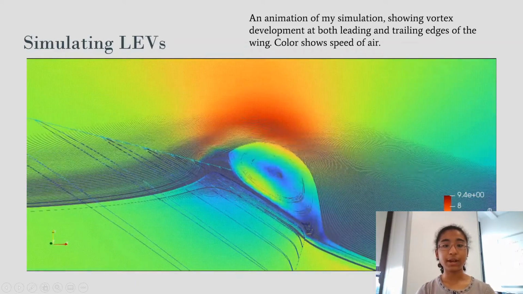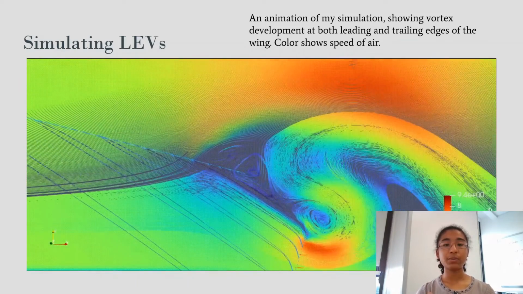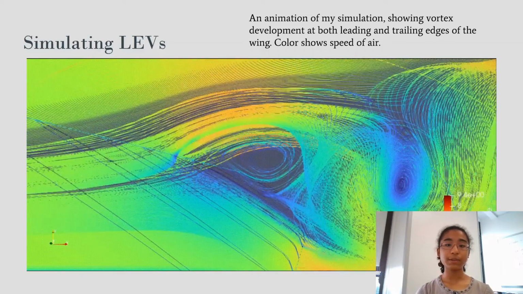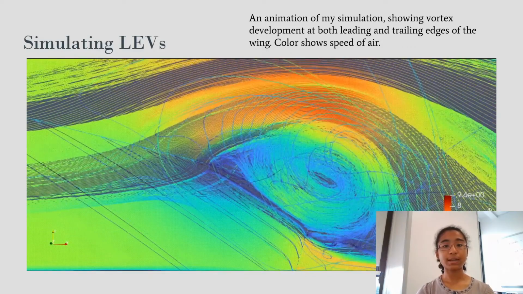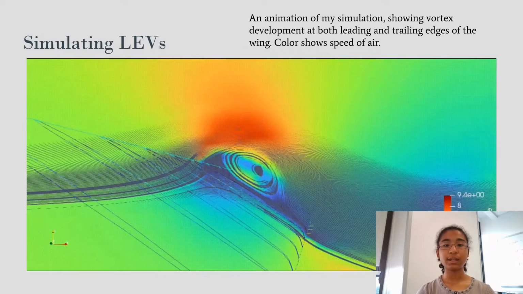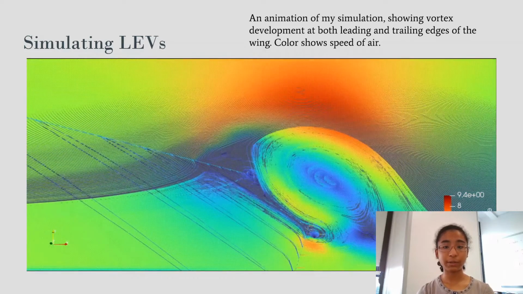In the future, I hope to also consider different wing motions, as well as non-conventional wing shapes, to see if it has an effect on how long the leading edge vortex remains attached to the wing.